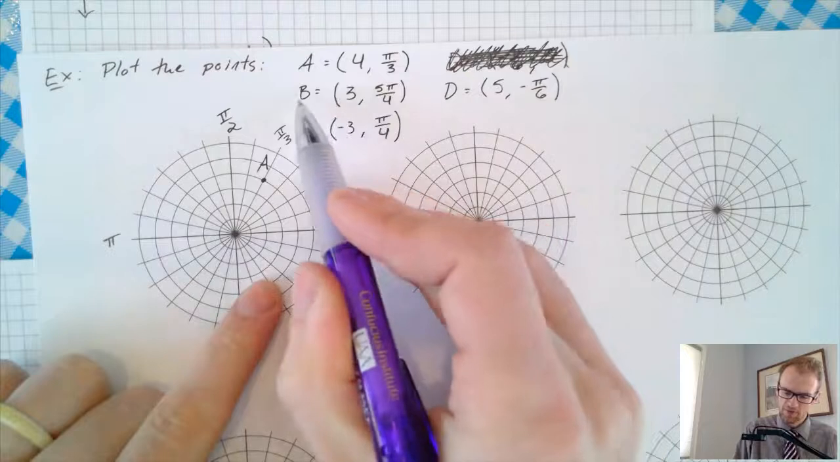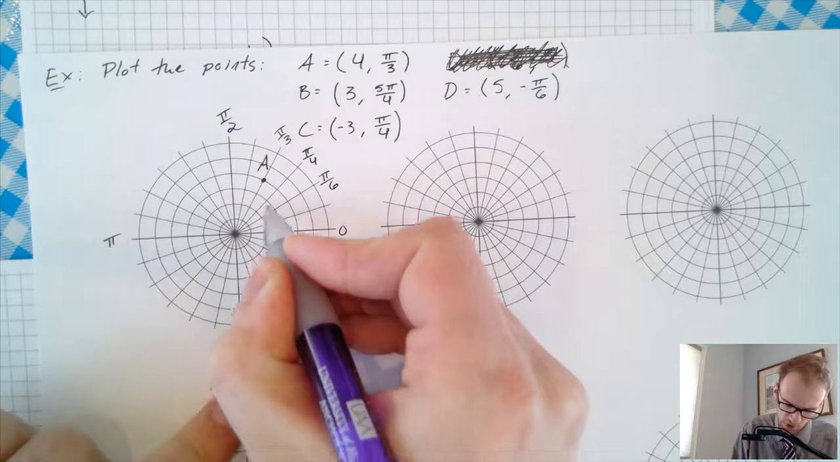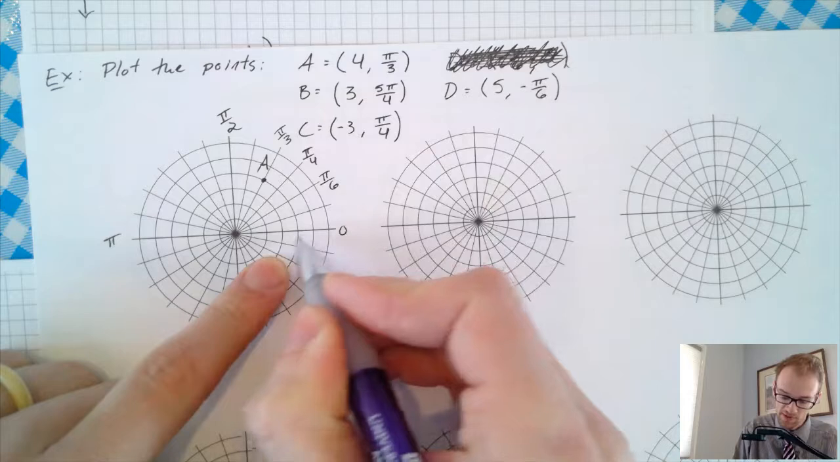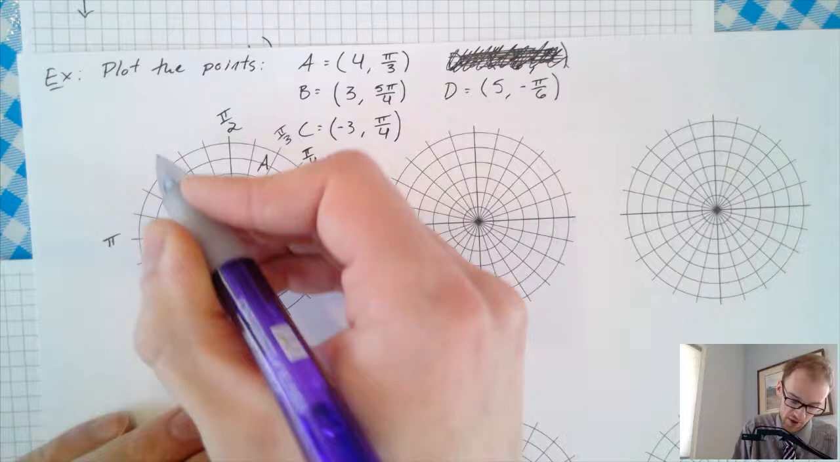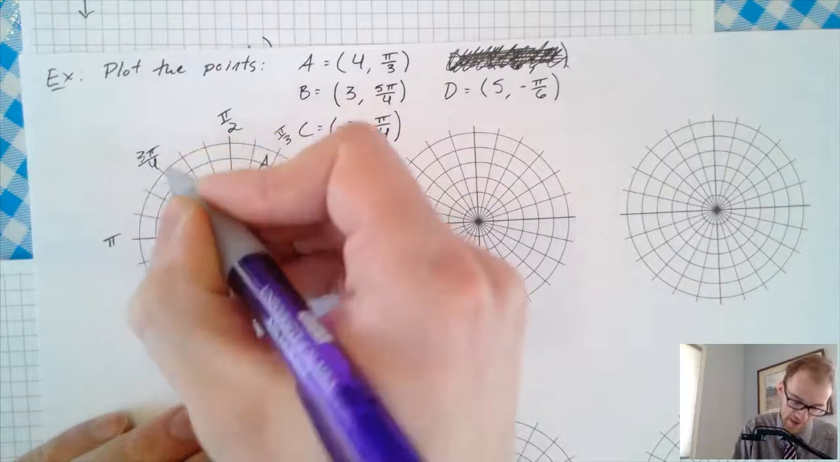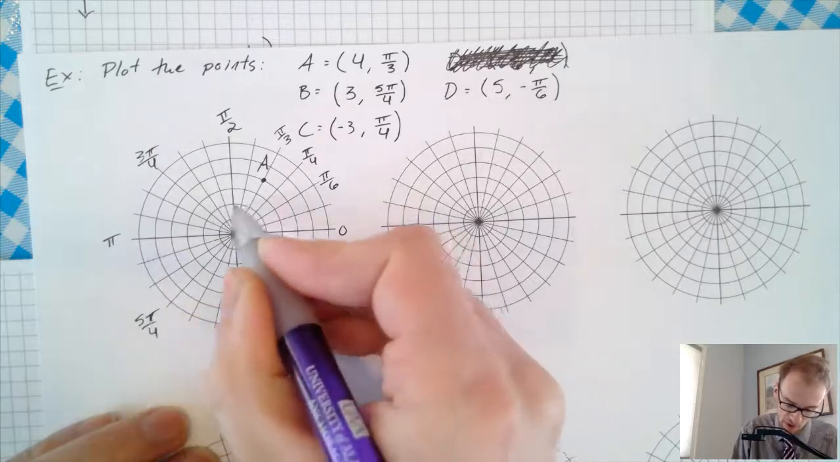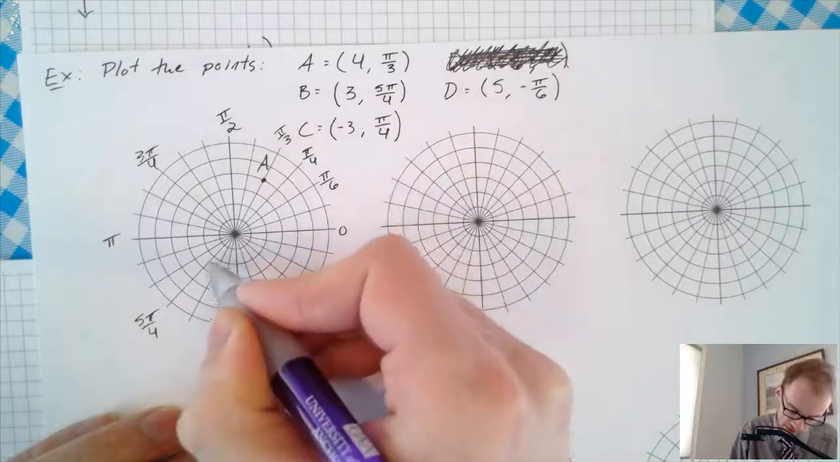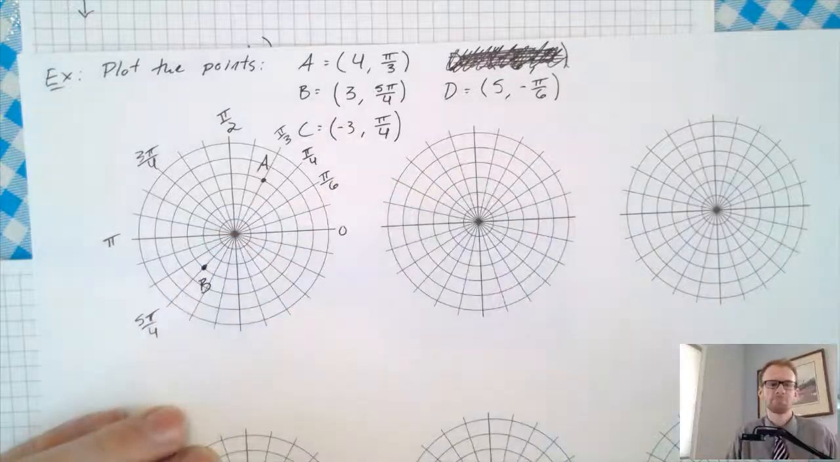Okay, so let's graph point B, 3 units away, 1, 2, 3. So I know I'm somewhere on this circle that has a radius of 3, and 5 pi over 4 radians from 0. So 5 pi over 4, well there's pi over 4, there's 2 pi over 4, there's 3 pi over 4, there's 4 pi over 4, here's 5 pi over 4. So I'm on this line, 5 pi over 4, and I need to be 3 units away from the origin. So right here is point B. I hope that makes sense.